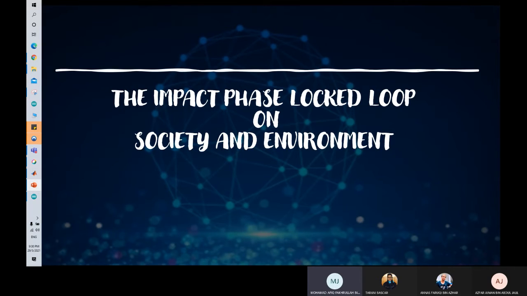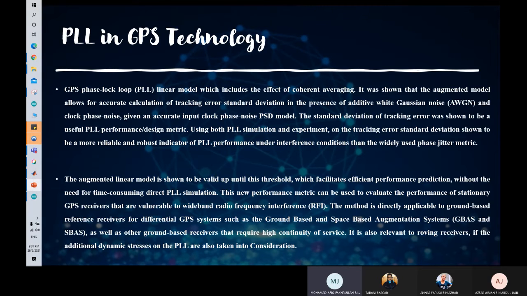So, I am going to explain briefly about the impact of the phase lock loop on society and environment. Firstly, PLL in GPS technology. The GPS phase lock loop linear model includes the effect of coherent averaging. It was shown that the augmented model allows for accurate calculation of tracking error standard deviation in the presence of additive white Gaussian noise (AWGN) and clock phase noise.